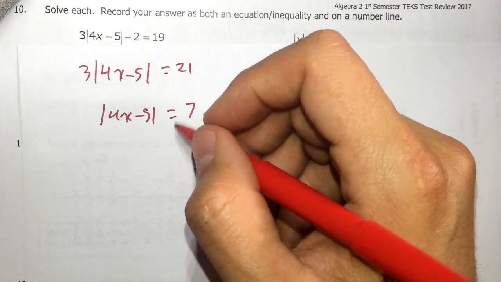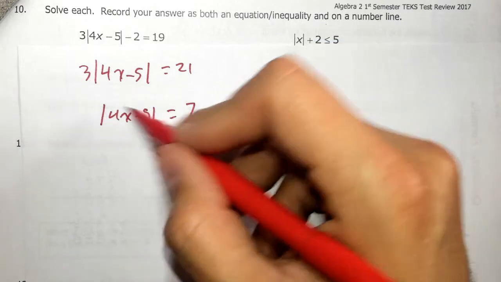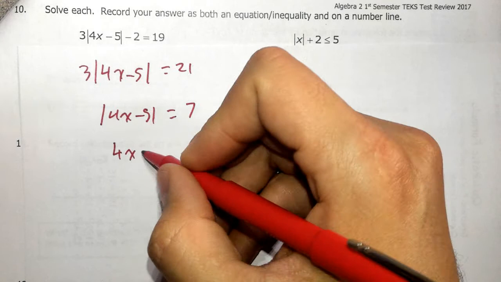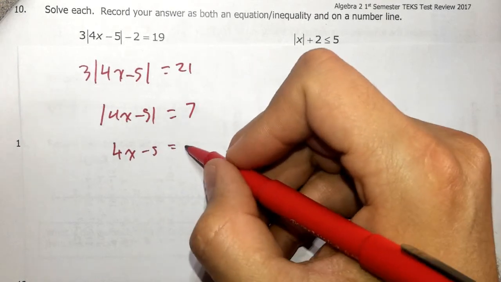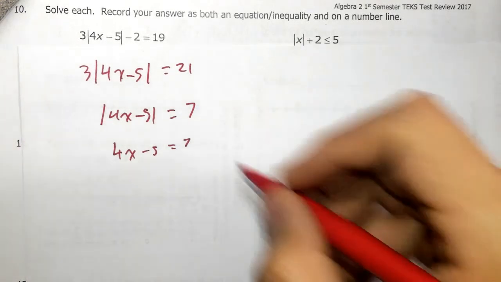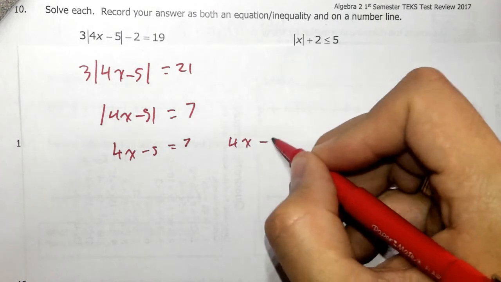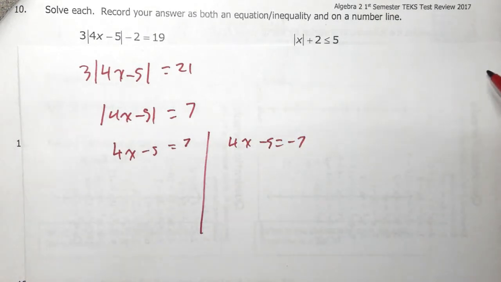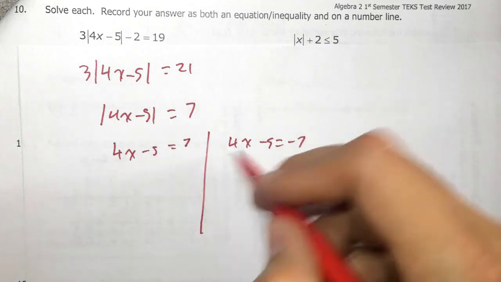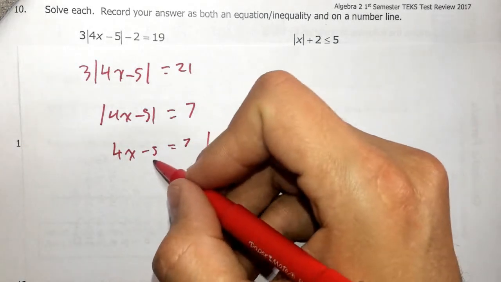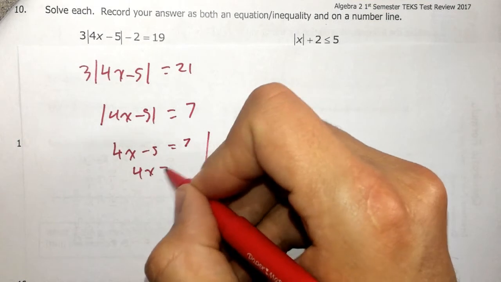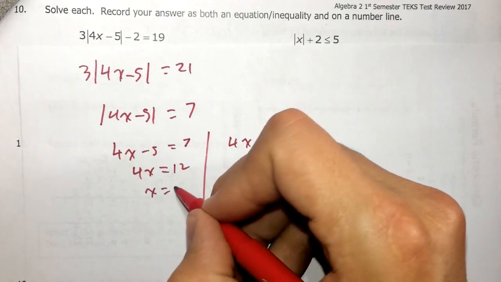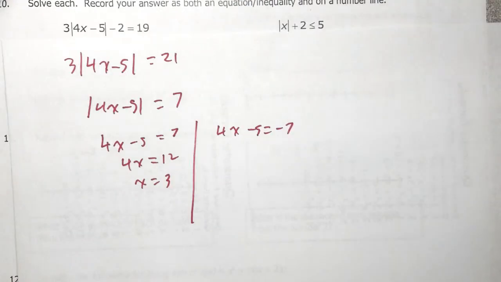Now that we have our absolute value by itself, we're going to say 4x minus 5 is equal to 7, and 4x minus 5 is equal to negative 7. Those are our 2 different equations. Then we're going to solve each of those. This one we add 5 to both sides, so 4x is equal to 12. Then divide by 4, x is equal to 3.